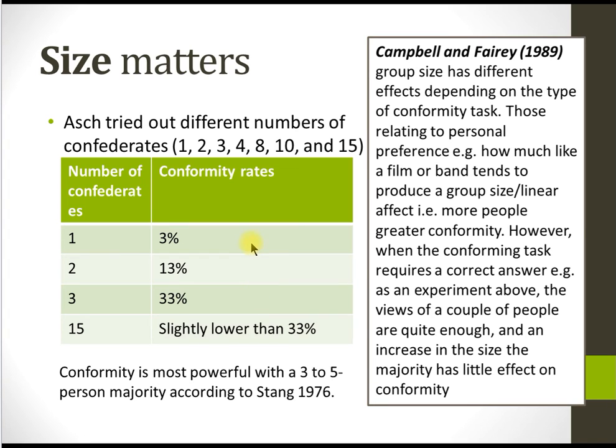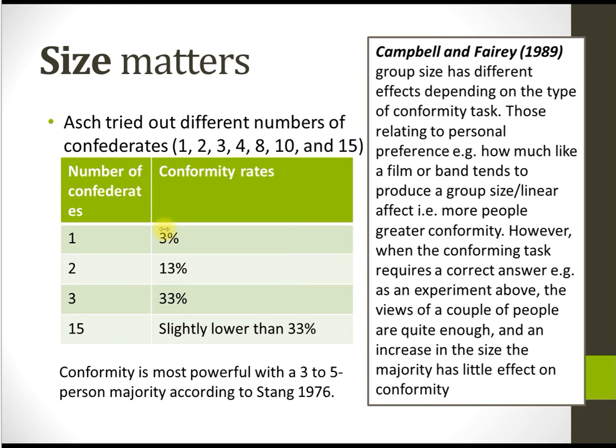So, size. In one variation, Asch tried out different numbers of confederates. So, along with the participant, there was 1 confederate, 2 confederates, 3 confederates, 4, and so forth. When the number of confederates was only 2, conformity rates were at 13%, and when the confederates were 3, and 3 to 5 is really the optimum, the conformity rates were about 33%.